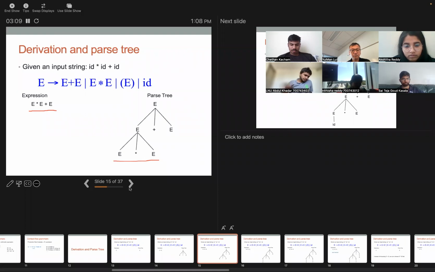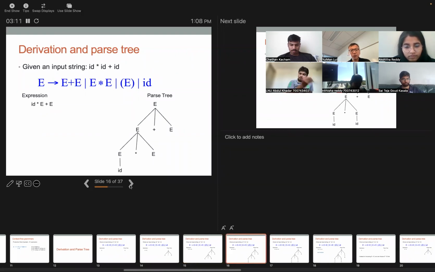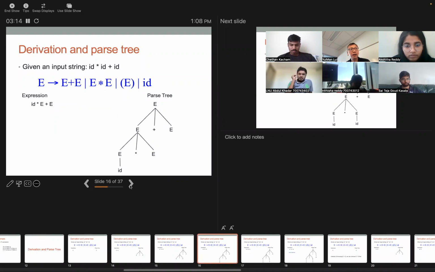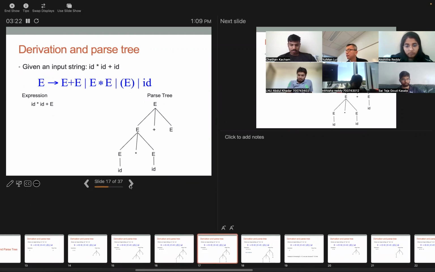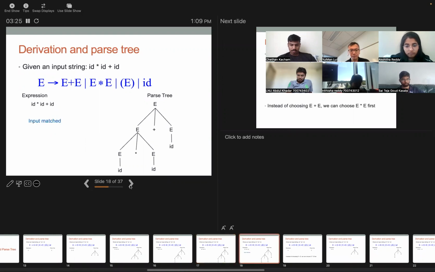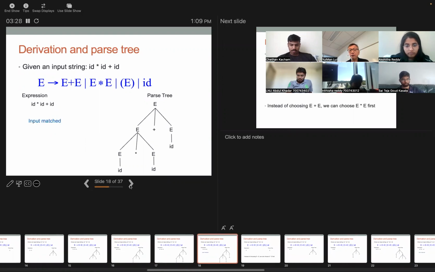All right. Then I can replace the first E by ID. Second E also replaced by ID. Just keep adding children. And the last E also is ID. So realize here ID times ID plus ID is equivalent to the input string. It matches the input string. So therefore, this input is valid.